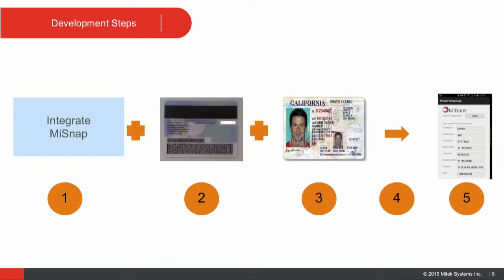And there are basically five development steps in this workflow. So I'll integrate the MySnap SDK. We'll use MySnap to capture the back of the driver's license. We use it to capture the front of the driver's license. Again, send these scanned images to the server, get the data back, and we will pre-fill the form.